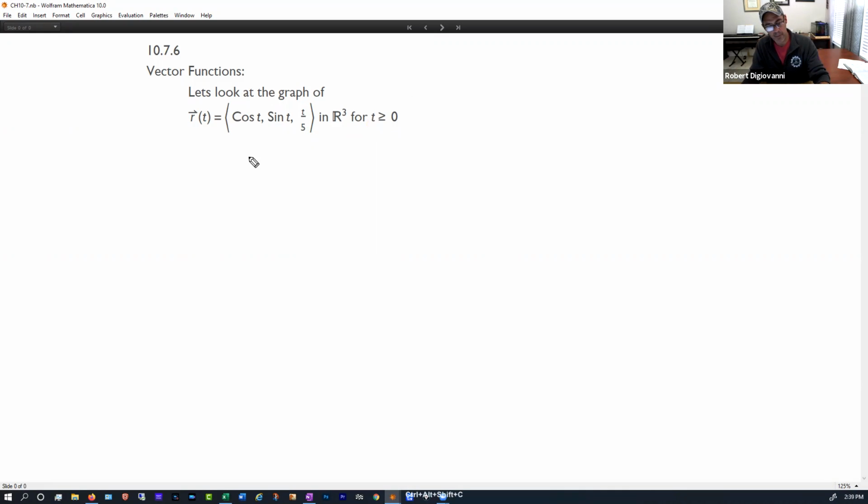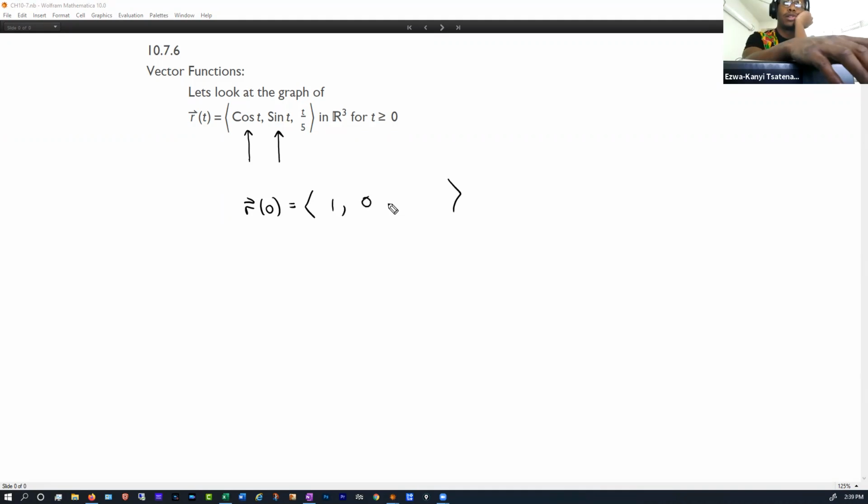Let's talk about the, I'm almost out of time. Cosine t, sine t. Let's just talk about that. What would happen if I plug in 0 into this? Let's see what this vector would look like. If I plug in 0, what's cosine of 0? 1. Sine of 0? 0. And then 0 over 5 gives 0.